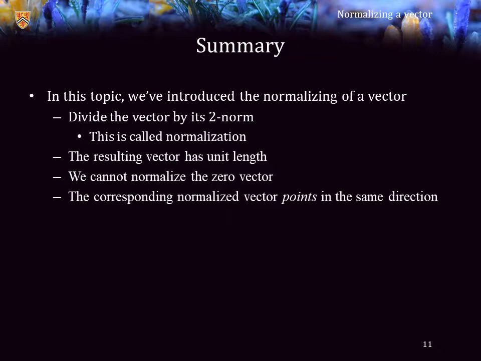If the real number is positive, its reciprocal is also a real number, and so we are simply multiplying a vector by exactly that scalar such that the resulting scalar multiple of the vector has length 1. The corresponding normalized vector points in the same direction as the original vector if you consider vectors to be arrows.